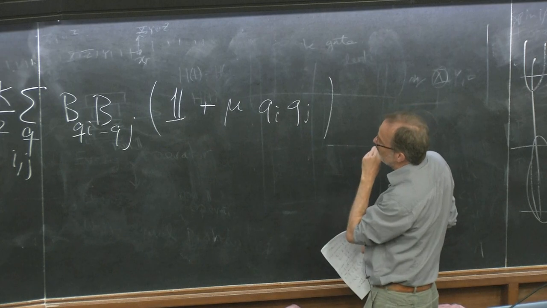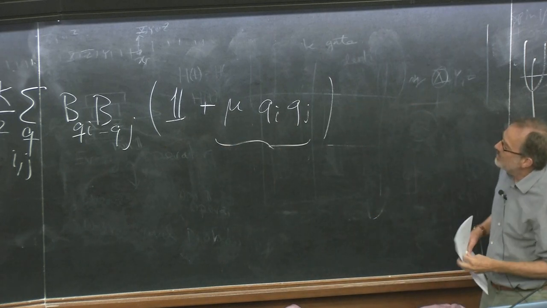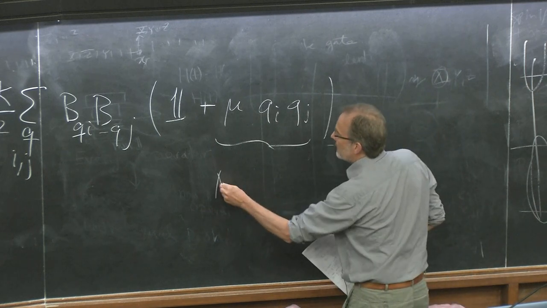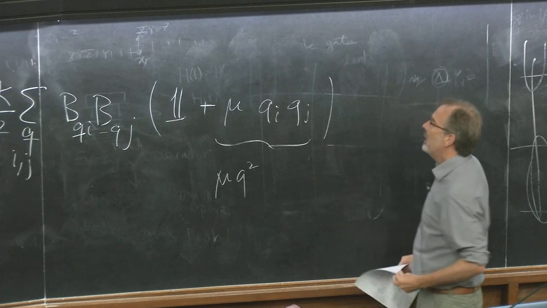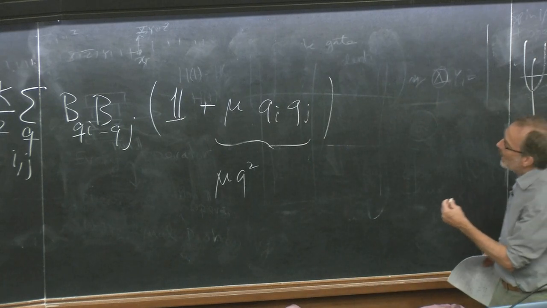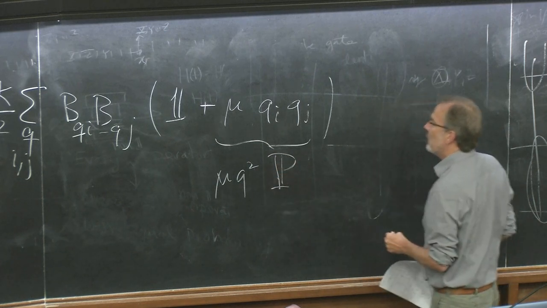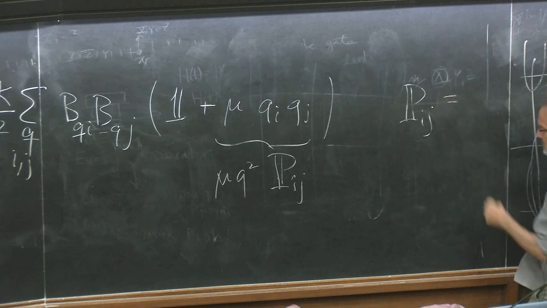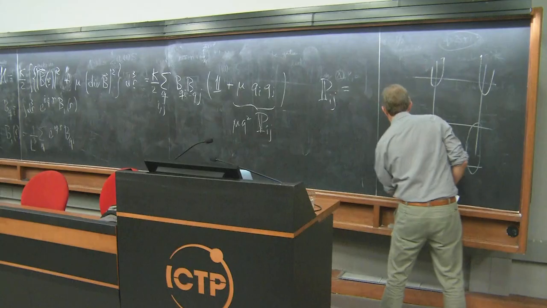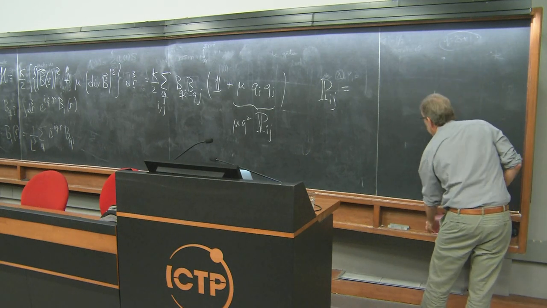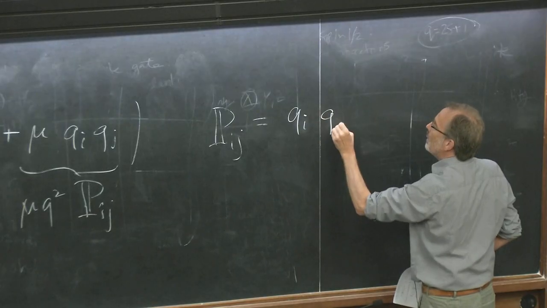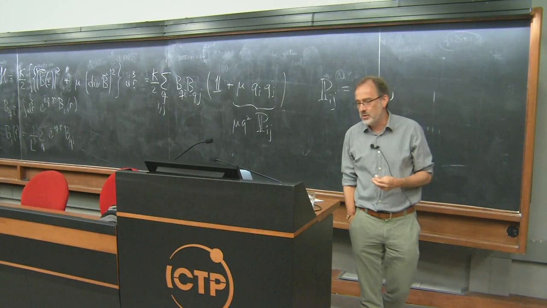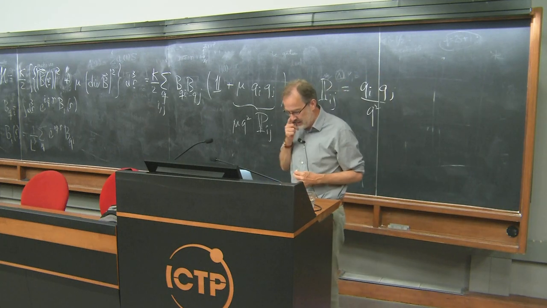And it's useful to be clear about what we've got here. To see what we've really got, it's convenient to take out the length squared of this vector, and I can write it as mu times q squared, and then q_i q_j over q squared. And that's, in fact, a projection operator. So I can think of this projection operator as being q_i q_j over q squared. To convince yourself that it's a projection operator, well, projection operators square to themselves, and it's one line of algebra to see that's the case.